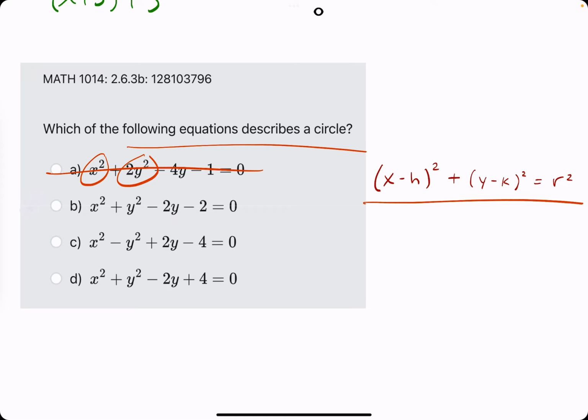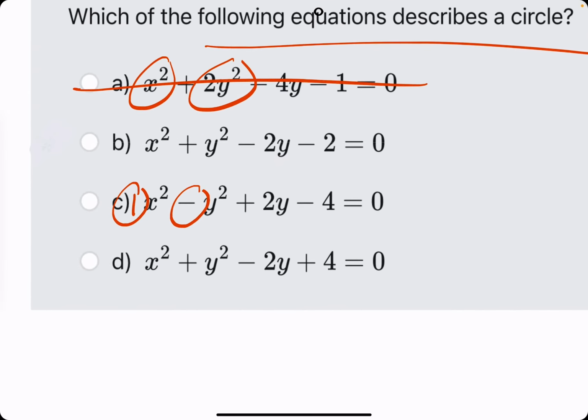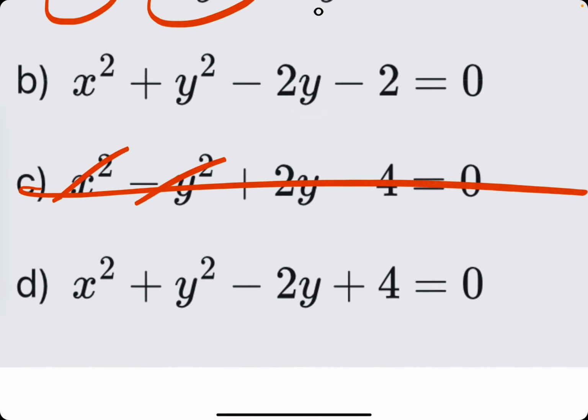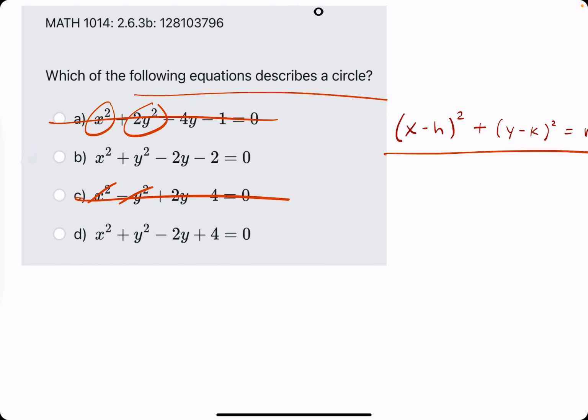Likewise, you need not just the same coefficient, but also the same sign. So that also means pretty much the same coefficient. The coefficient here is 1. The coefficient here is -1. If they have different coefficients, we eliminate them because that's not going to be a circle. Option C would maybe be a hyperbola. Anyway, we narrow it down to B and D because they both have just regular x² and y².